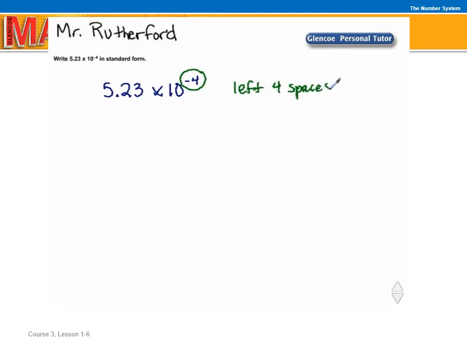So we'll write that down to remind ourselves. I'm going to recopy our 5.23, and we'll move this decimal 4 spots to the left.